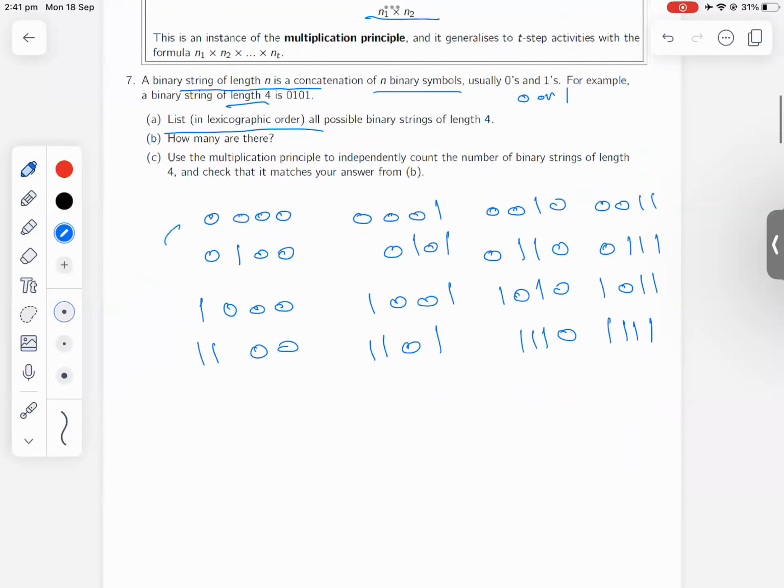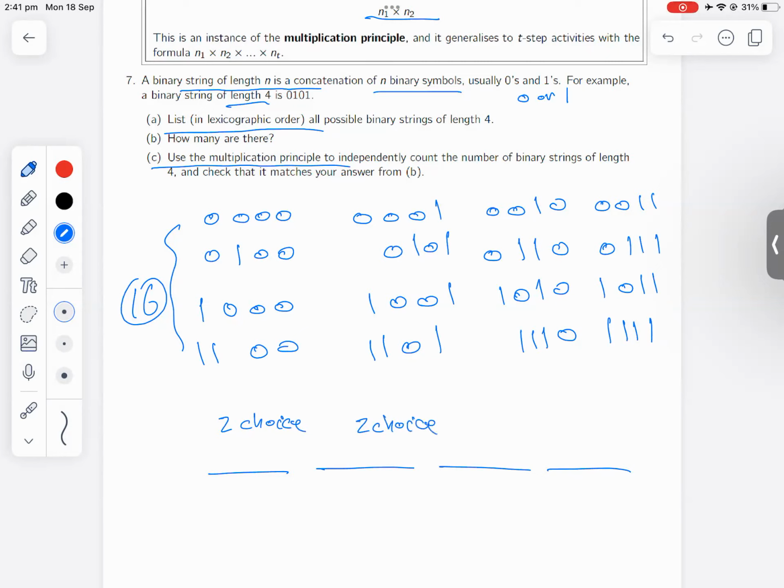So we see that 16 of them are here. But the second way of counting, without really counting, is using the multiplication principle. If we have a binary string of length 4, we have two choices here, two choices here, two choices here, and two of them here.